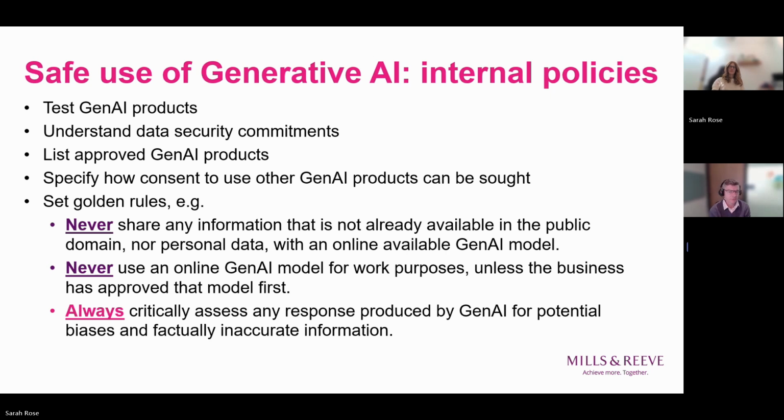So the type of golden rules I would suggest include never share any information that's not already available in the public domain, nor personal data with an online available Gen AI model such as ChatGPT, because those models may use data to train their model, and that might mean that data can be accessed indirectly by other users. We'd say never use an online Gen AI model for work purposes unless the business has approved that model first, and always critically assess any response produced by Gen AI for potential biases and factually inaccurate information, because remember, it should be treated as an overconfident, enthusiastic trainee.